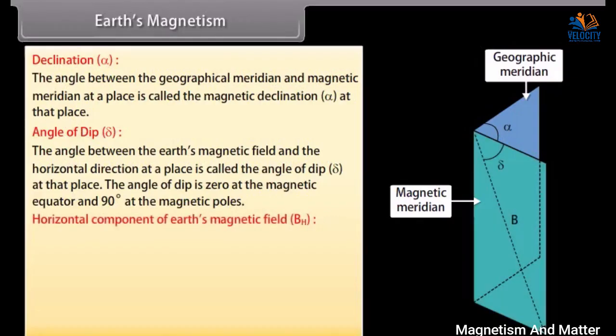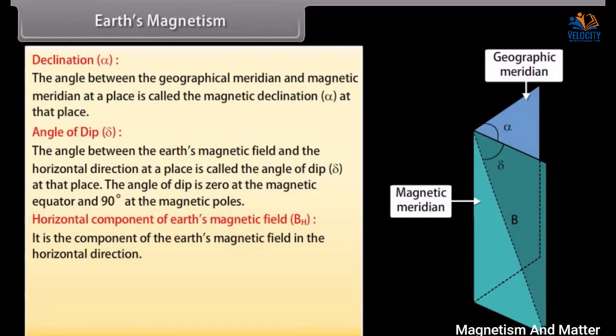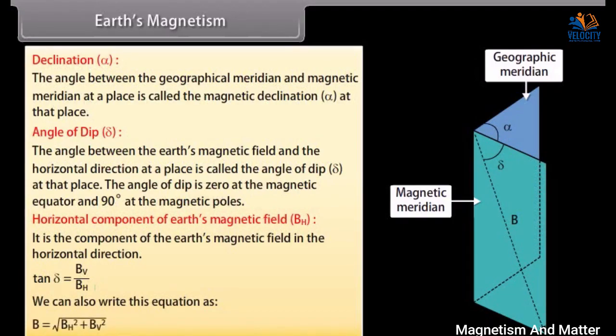Horizontal component of Earth's magnetic field, BH. It is the component of the Earth's magnetic field in the horizontal direction. Tan delta is equal to BV divided by BH. We can also write this equation as B is equal to under root of BH square plus BV square.